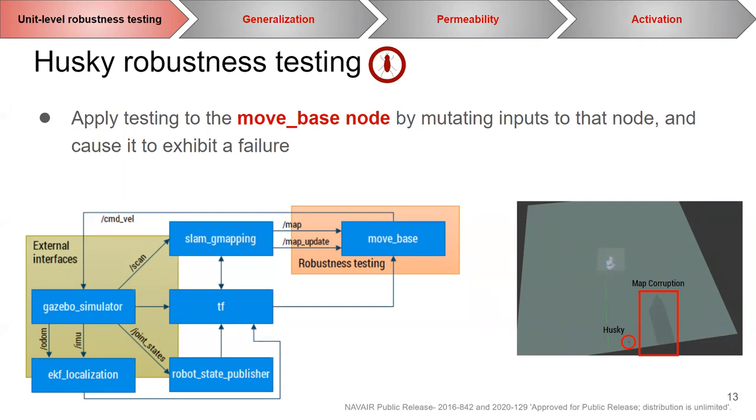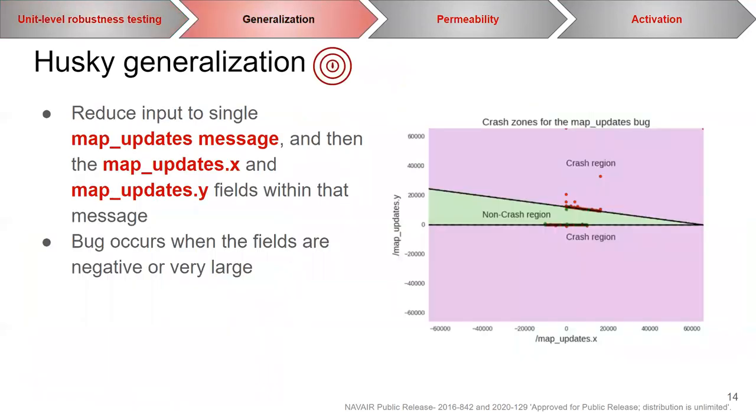In the robustness testing step for Husky, we test the move-base node by mutating the map and map update input messages to that node. We discover a failure on this node that results in a segmentation fault, memory corruption, or map corruption. By taking the failure-causing input log from the previous step, we reduce the input to a single map updates message and then the map_updates.x and y fields within that message.